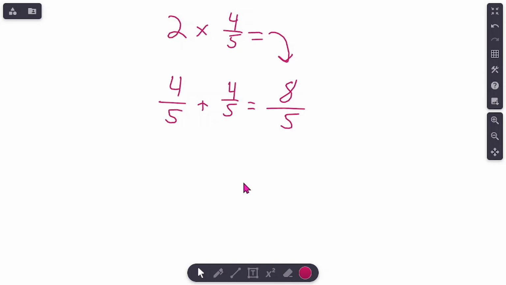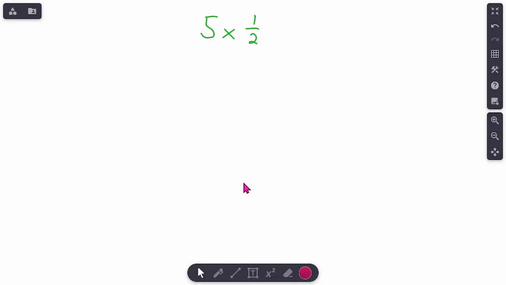All right, ask yourself, where are you stuck? Where are you confused? What didn't make sense? I want you to try one more with me. Here's the last one I have. We have 5 times 1/2. So what is our fraction? Well, our fraction is 1/2. So we've got 1/2. Now, how many times do we need to add 1/2 to itself? 5 times. So we're going to do 1/2 plus 1/2 plus 1/2.